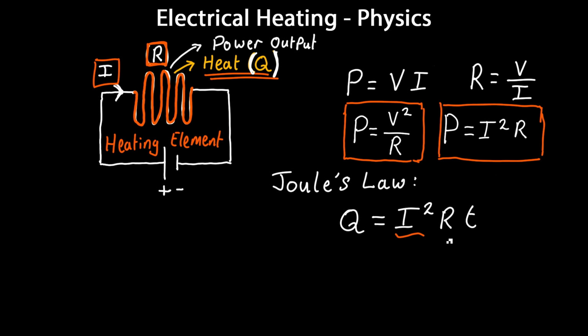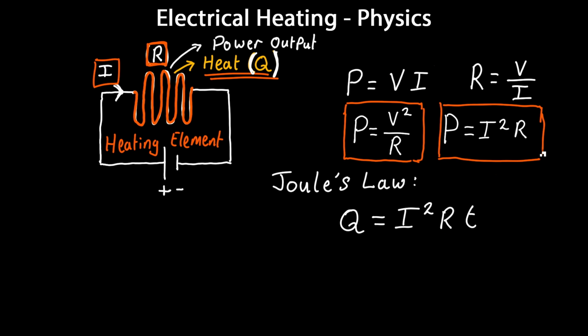And if you notice here, this term, I squared multiplied by R, is simply the power. So we know that the heat emitted from any heating element in a circuit is equal to the amount of power dissipated from this element multiplied by time. And the units of heat are joules.